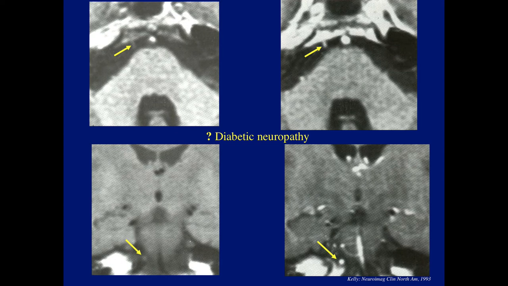Case from the literature, question diabetic neuropathy, which caused some enhancement of the right sixth nerve traveling towards the Dorello's canal. And we can see it pre and post contrast is also on the coronal plane.